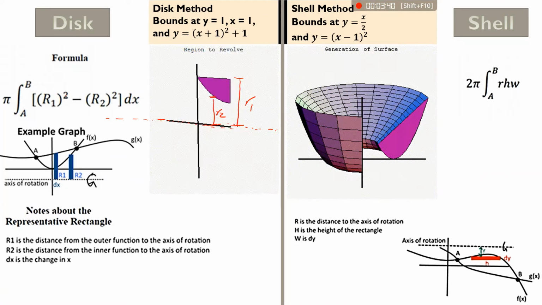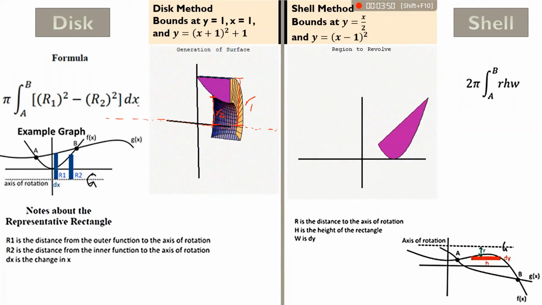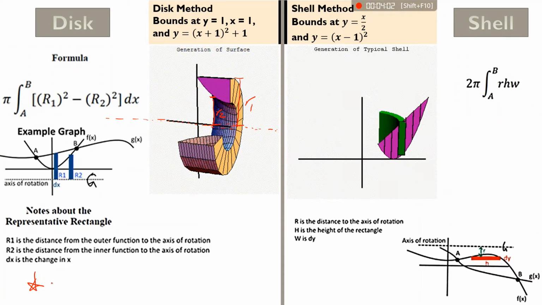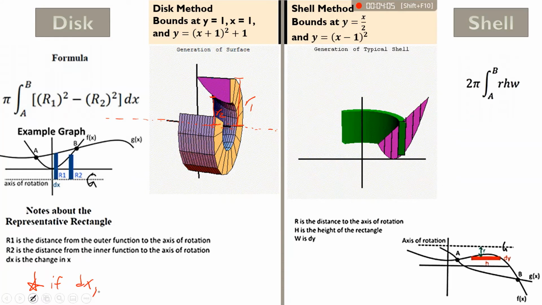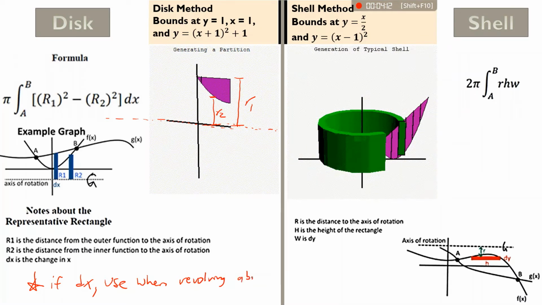Although we can use disk method when we're revolving around a vertical line as well, we would need to change our formula to be in terms of y instead of in terms of x. So generally speaking, if you're given formulas in terms of x, then you want to use disk method whenever you're revolving around a horizontal line instead. So if in terms of x, use when revolving about a horizontal line.